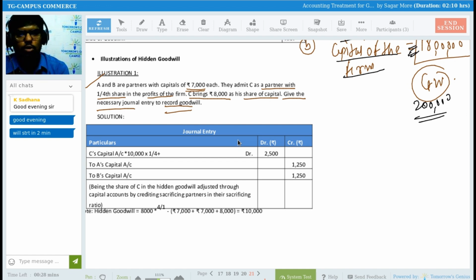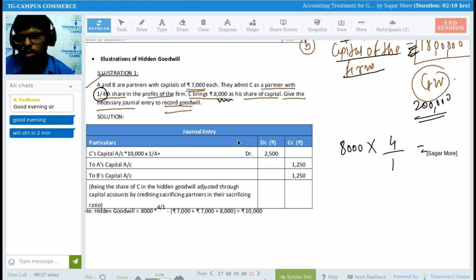Right? Goodwill amount is not given. How to calculate goodwill amount? I will calculate it like this. C's capital is how much? C's capital is 8,000. Multiply by the reciprocal of his share. C's share is how much? 1/4. So I will be doing 4 by 1. So the answer is 32,000 rupees, right?